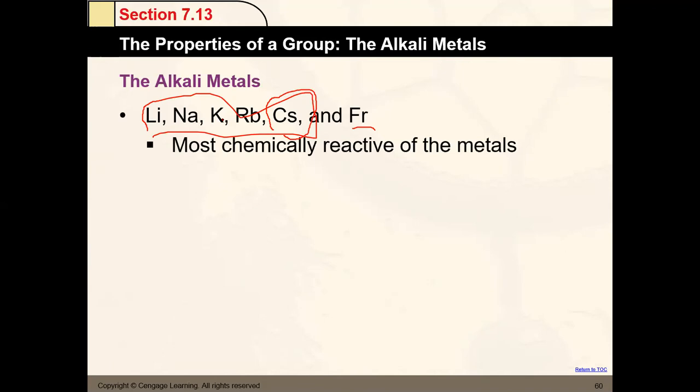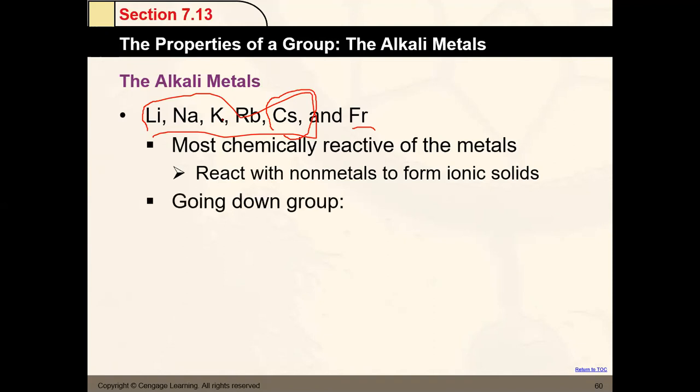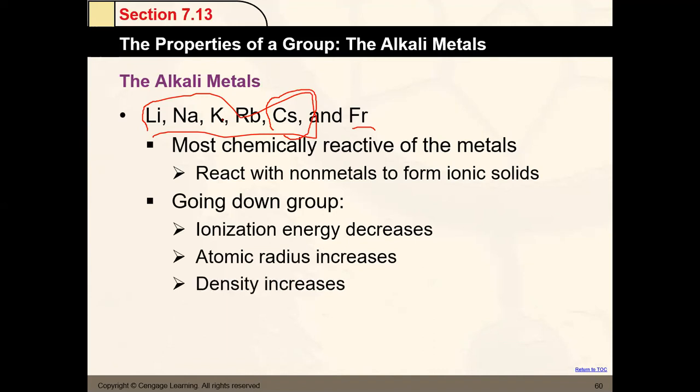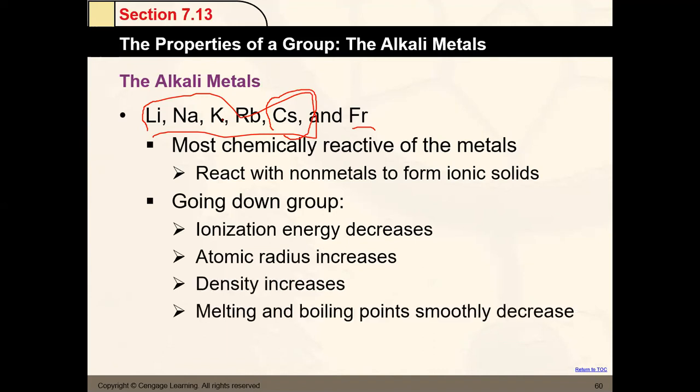They are the most chemically reactive of the metals because they like to lose electrons. If they like to lose electrons, that means they will react immediately with oxygen or with any non-metal, reacting with non-metals to form ionic solids. Going down the group, ionization energy decreases, atomic radius increases, and density increases, right? Because they have more electrons. Melting and boiling points smoothly decrease.